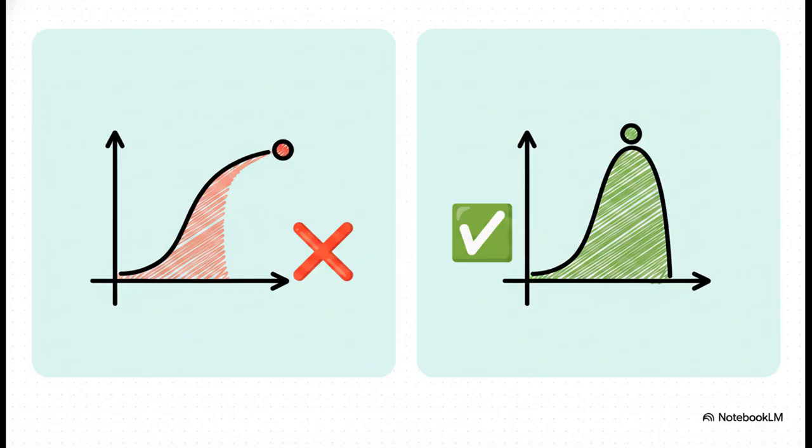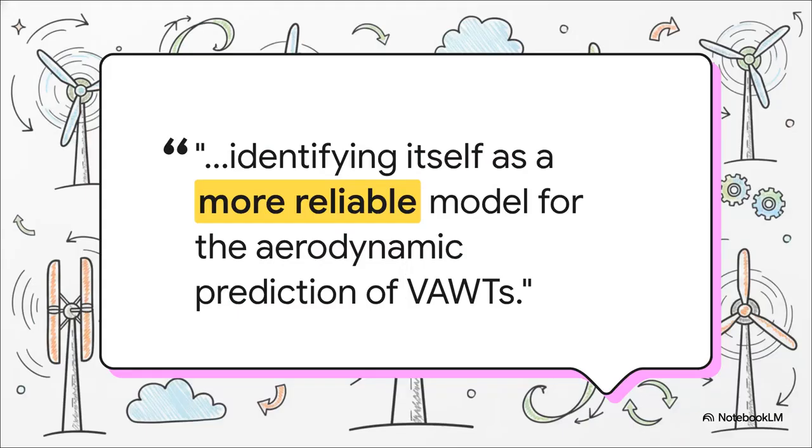So, comparing them head-to-head on the most vital metric, peak performance: while the DMST overestimates power and totally shifts the peak TSR, the LFVW model accurately captures both the magnitude and the precise position of peak performance. It tells you exactly how much juice you'll get and exactly what speed you need to spin to get it. Which brings us to the definitive conclusion from the source material. By accurately capturing that peak performance, the LFVW is, and I quote, identifying itself as a more reliable model for the aerodynamic prediction of VAWTs.